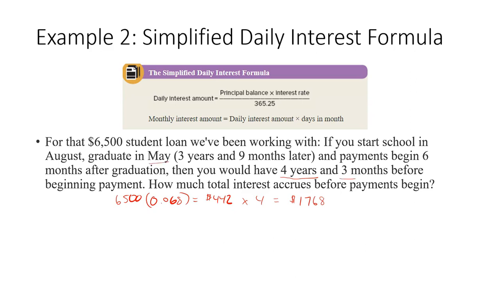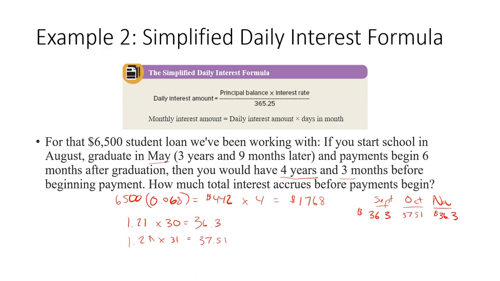And then we have 3 months before the payments begin. If we graduate in May, 3 months later would be August, and that would make it 4 years. And so the months we have to find the interest amounts for are September, October, and November. September and November both have 30 days. October has 31. Our daily amount was $1.21. 1.21 times 30, $36.30 in September, $36.30 in November. Both have 30 days. 1.21 times 31, that was the answer from the previous problem, 37.51.